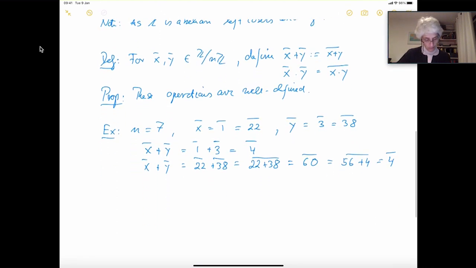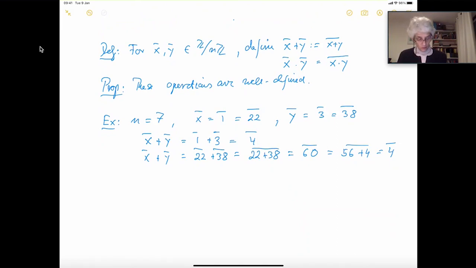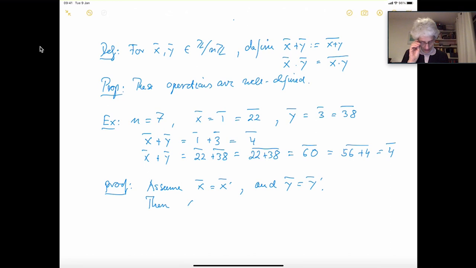And this is something that we need to check both for the addition and the multiplication in modular arithmetic. So let me provide that proof for you. Let's assume we have x bar equal to x dash bar, and also y bar equal to y dash bar. Then, because they are in the same coset, that means x has to be equal to x dash plus some multiple of n, let's call it k. And similarly, I must be able to write y as y dash plus a multiple of n, let's say l.